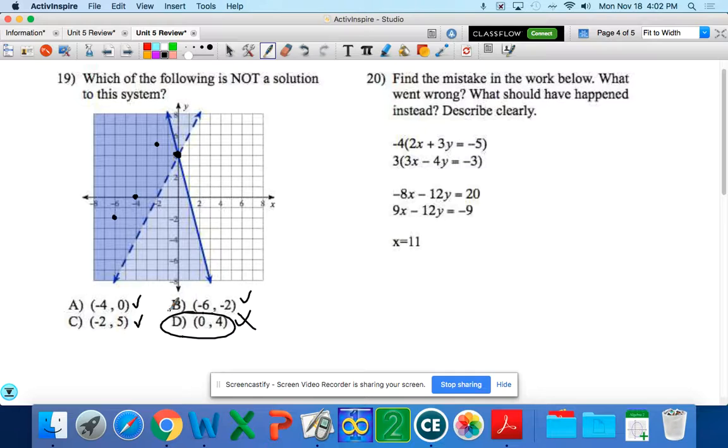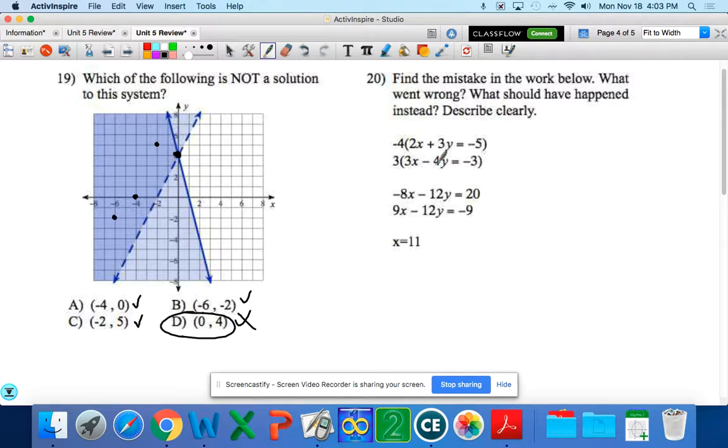Number 20, these are difficult. Okay, this is kind of an eye into what it's like being a teacher almost, not really, kind of. So it says, find the mistake in the work below. What went wrong? What should have happened instead? So I look and I see they've gone ahead and set up 2 equations. And they chose the multiplication here. The reason I went ahead and chose the multiplication is someone could easily say what went wrong is they should have gotten rid of the x's instead. That's an opinion, okay, on which variable to get rid of. This one chose to get rid of the y's.